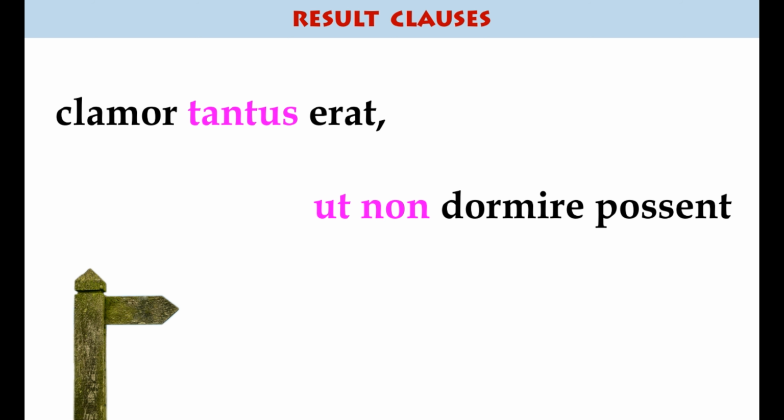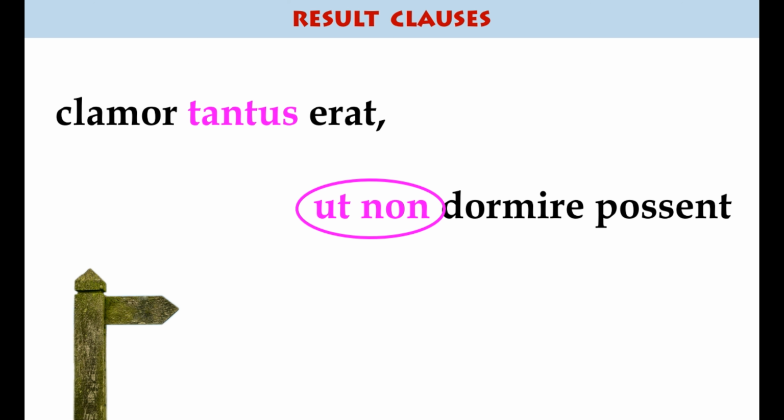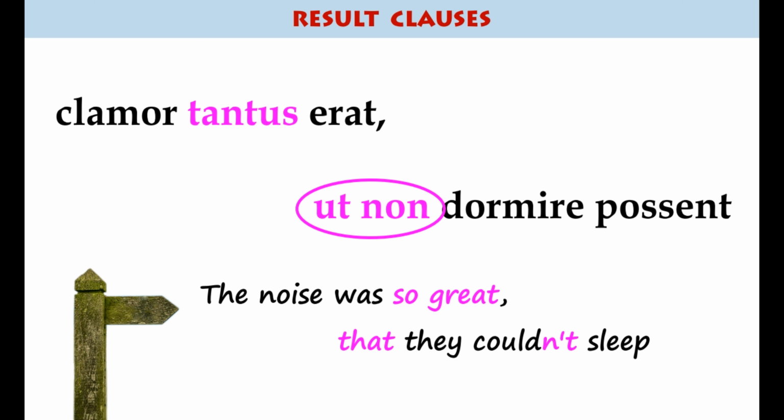And that brings me on to a final point for result clauses, and that is that you can have a negative result clause, which you just heard there. And with a negative result clause, you simply add the word non as well as ut. So it's not as complicated as purpose clauses, where you had to learn that ut became ne in the negative. Actually, for result clauses, ut non is fine. That's what they use. So here's another example.